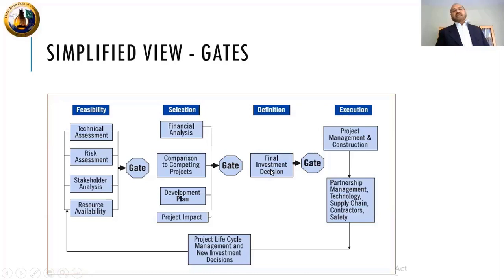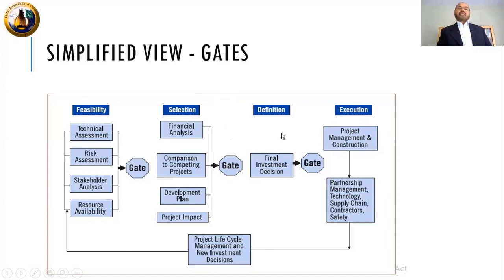After passing this gate, we go into the feed definition phase. Then the final investment decision is made here, after all the economics and technical feasibility are approved and the concept we are going with has been selected. Through gate 3, we go into the execution phase, where along with this activity you go into the detailed design as well, and partnership management, technology, supply chain, contractors, and safety all come in. So this is the basic.